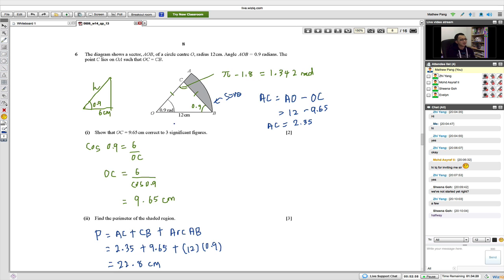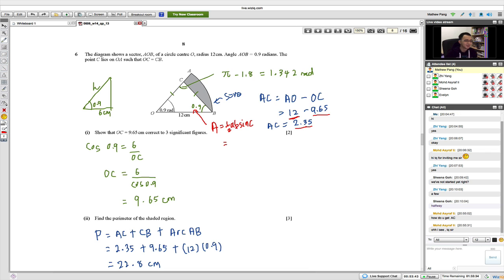Okay, so for the area of triangle, in this case, I will use the half AB sine C formula to find my area of triangle. So I will get half. How do you get AC? AC, basically, I use AO minus OC. AO itself is a radius, right, which is 12 centimeter. So 12 centimeter minus OC. OC will be 9.65, which we found over here. So I write minus 9.65, and I get AC equals 2.35. Do you understand?